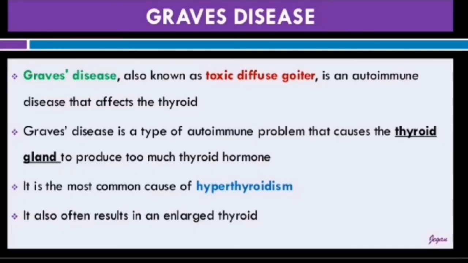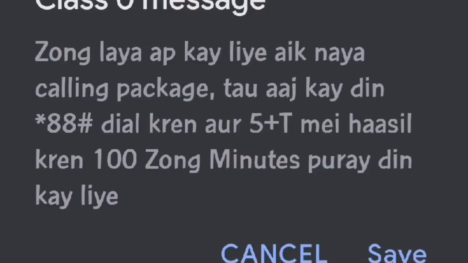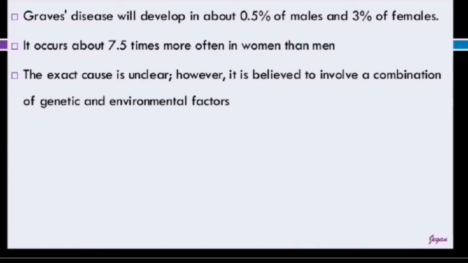Now let us discuss Graves' disease. Graves' disease is also known as toxic diffuse goiter. It is an autoimmune disease that affects the thyroid. It is a type of autoimmune problem that causes the thyroid gland to produce too much thyroid hormone. It is the common cause of hyperthyroidism and often results in a large thyroid. Graves' disease will develop in about 0.5% of males and 3% of females. It occurs about 7 times more often in women than men. The exact cause is unclear.